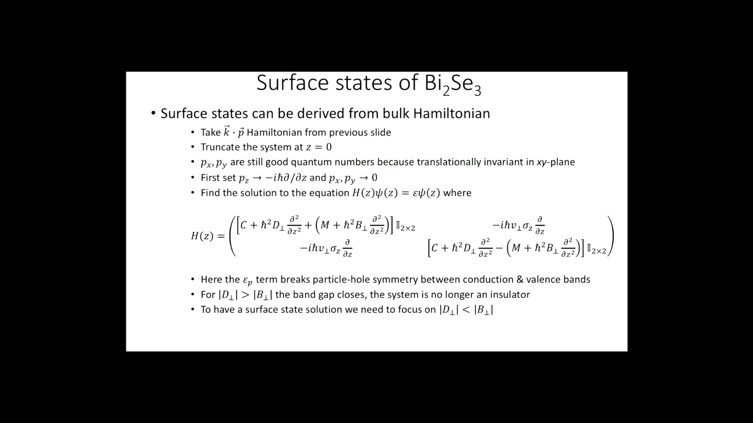Maybe I should also justify this. Before I go on to solve this, I should also justify this on physical grounds. So you may be asking, maybe k·p theory is too fresh in your mind, and you may be asking, why should we set px, py to 0?